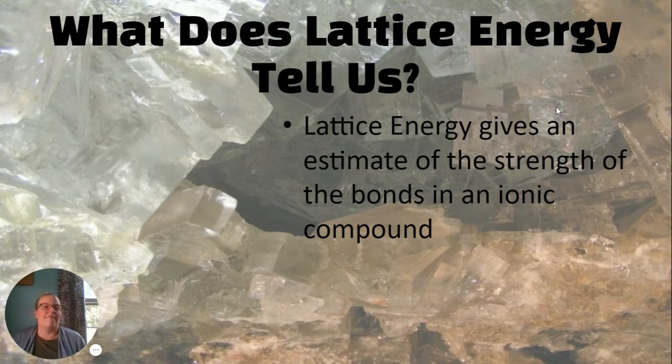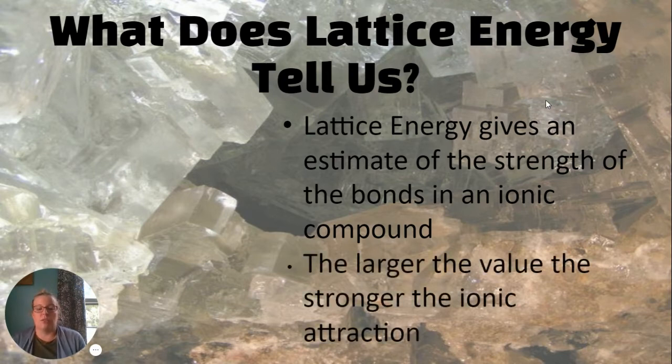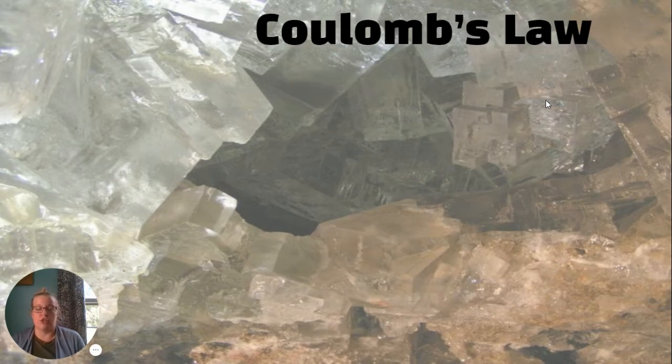And so if I have very large magnitude negative lattice energies, it lets me know that the bonds attracting my two ions together are very strong. Okay? So like I said, the larger the value, the stronger the ionic attraction is. Now, these values can be roughly predicted using something called Coulomb's law.